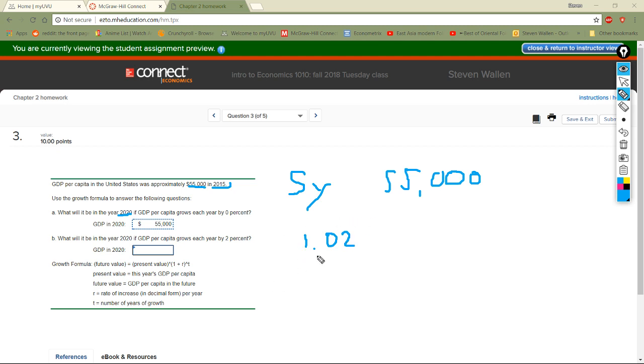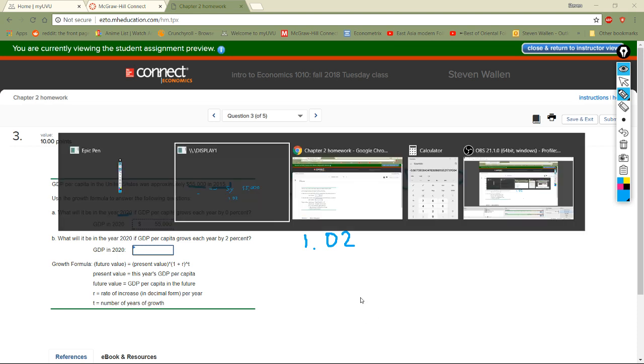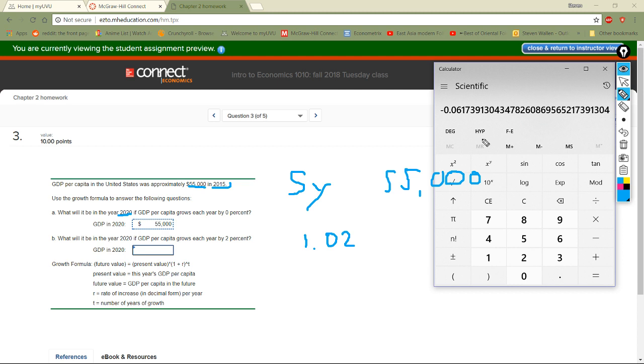All right. And so that gives us that 1 plus the rate. Okay, so that's going to be 1.02. Right here we have it raised to time, which is how many times it's going to be going up by, which is 5. So we're going to need to get our calculator out. Notice I have a scientific calculator here. So I'm going to go ahead and I'm going to go 1.02.